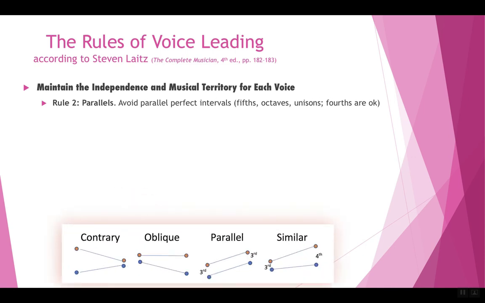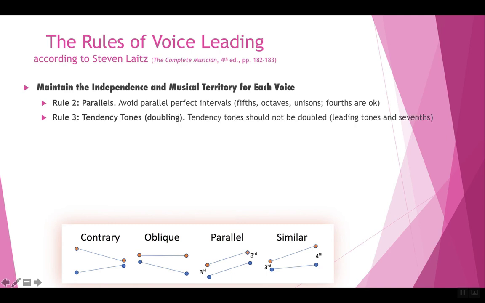This is just a reminder of what parallel motion looks like. Contrary motion: voices going in opposite directions. Oblique motion: one voice is staying the same. Parallel: they're both going up, and it's specifically a third in both cases. Whereas it's similar motion if they're both going up, but this is a third to a fourth, or just different intervals.